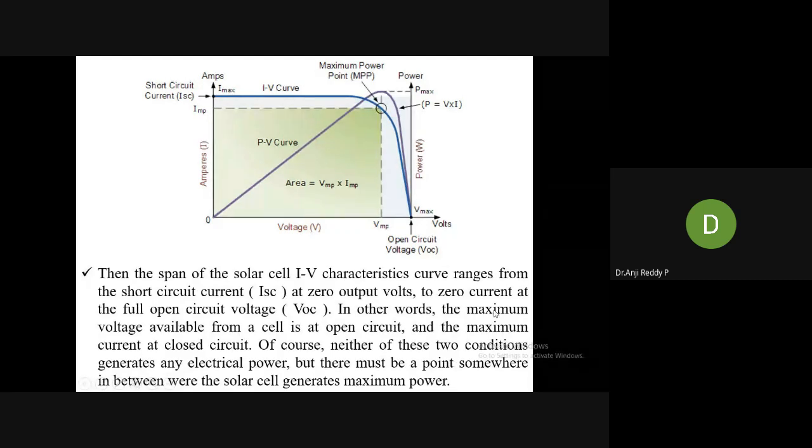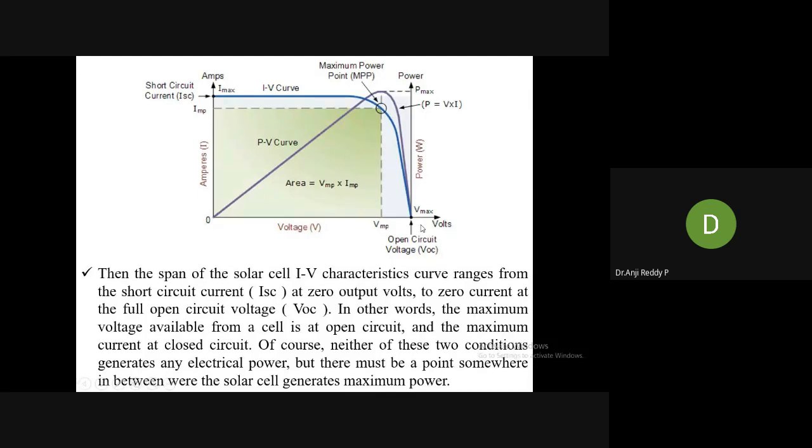In other words, the maximum voltage available from a cell is at open circuit. Already we know, where we are getting maximum voltage, that is at open circuit, and the maximum current we are getting at closed circuit, that is short circuit. Of course, neither of these two conditions generates any electrical power.